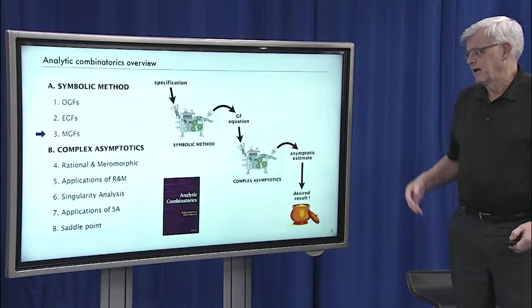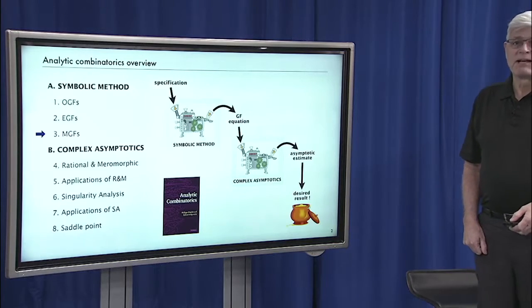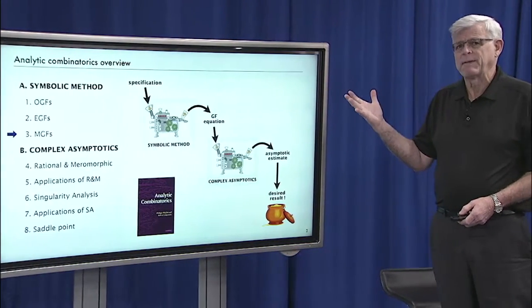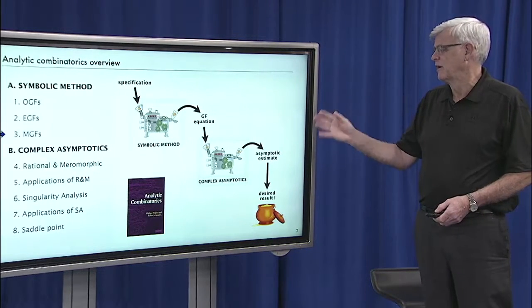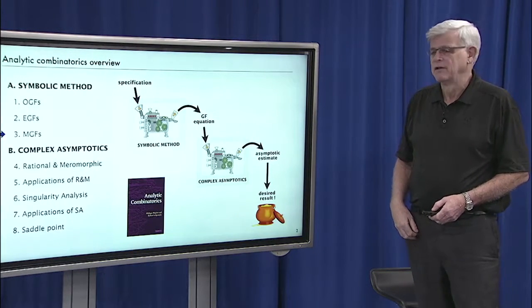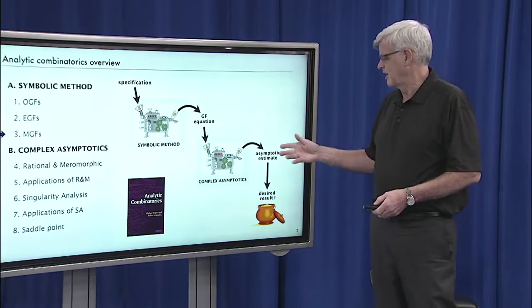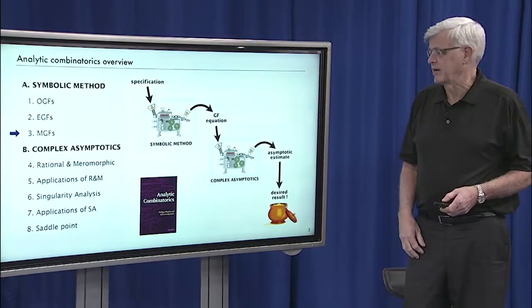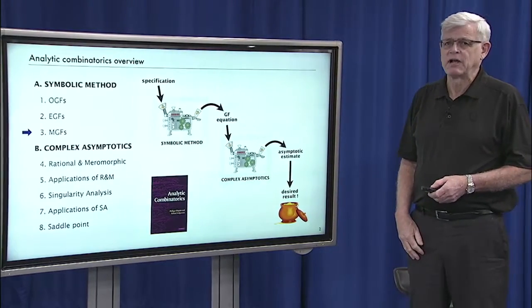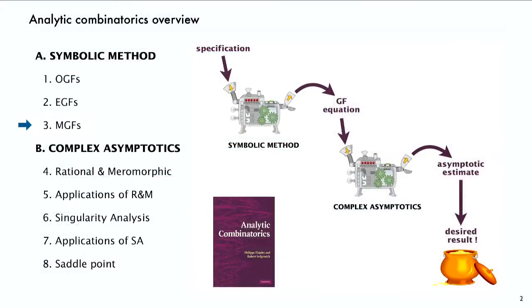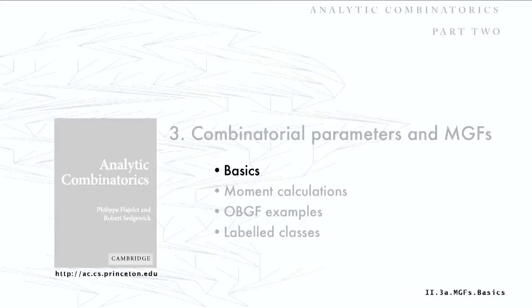Today we're going to talk about combinatorial parameters and multivariate generating functions. This is a way, using basically the same formal methods, to get much more information about the combinatorial structures that we're studying. We're still working with the symbolic method, where we have automatic methods for getting from a specification to a generating function equation. Later we're going to talk about the use of complex asymptotics to get an asymptotic estimate for the counting results that we want. But now we're going to focus on getting to the generating function equations.